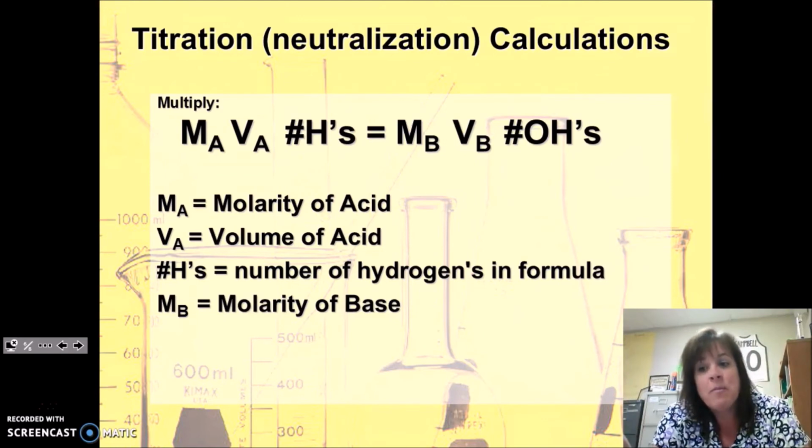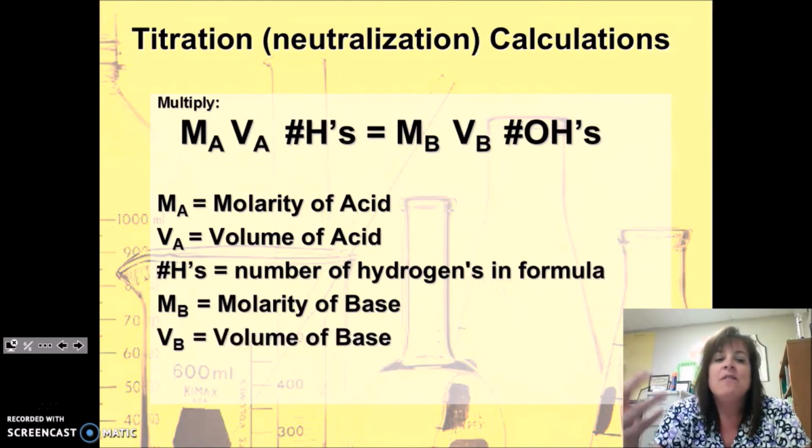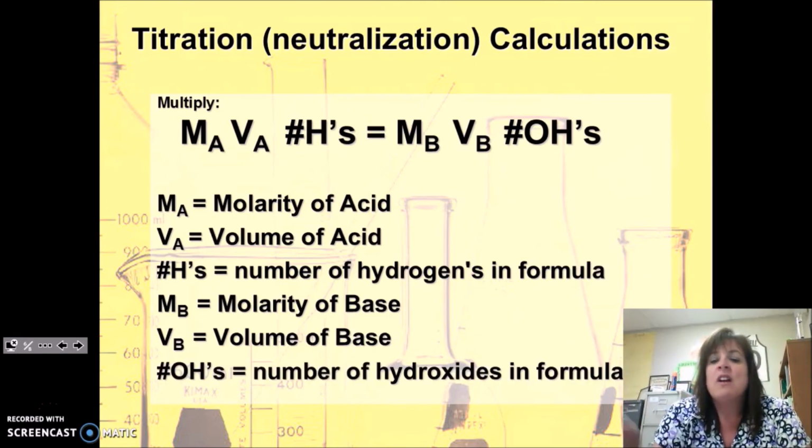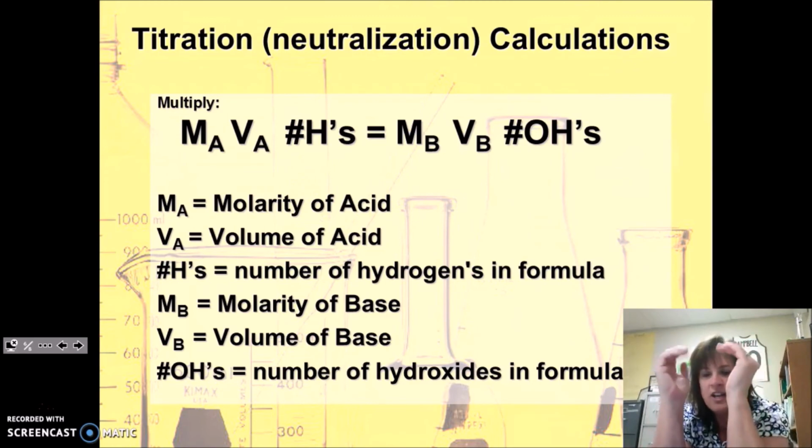MB stands for the molarity of base, or the concentration of base. VB is for the volume of base. And number of OH's are the number of hydroxides in the formula. So if we use something like sodium hydroxide, NaOH, that's just 1. But if we use something like calcium hydroxide or barium hydroxide, those are dibasic, so those have 2, right? Ca(OH)2.